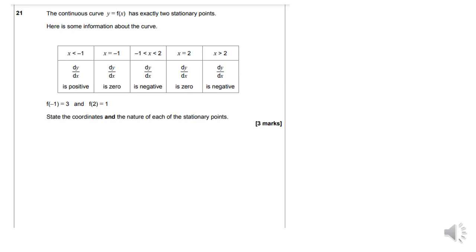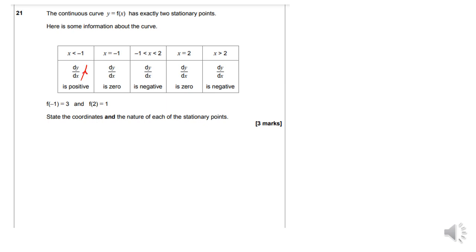Okay, in this question we are talking about a continuous curve of y equals f of x that has exactly 2 stationary points. That basically means it's got 2 points where the gradient is 0, because that's what stationary point means, basically where the rate of change is equal to 0. Here is some information about the curve. It tells us that when x is less than -1, the rate of change is positive. That means the gradient is positive at this point, so the line must be going up.